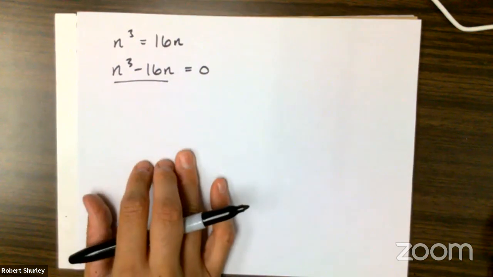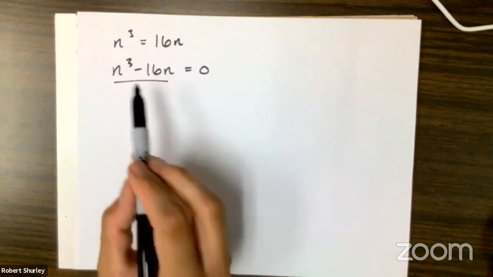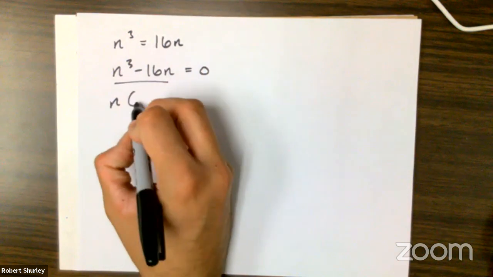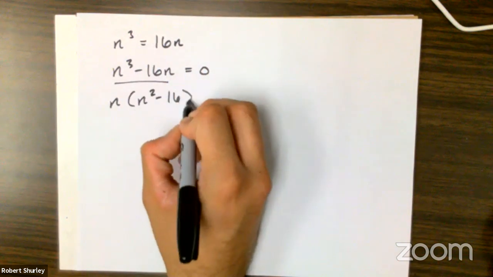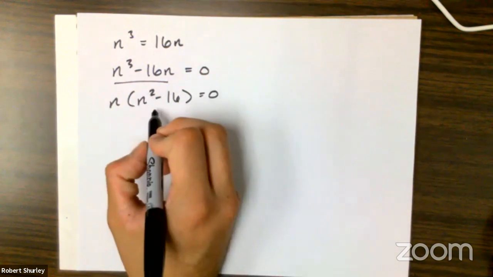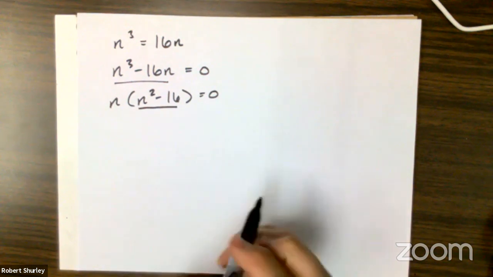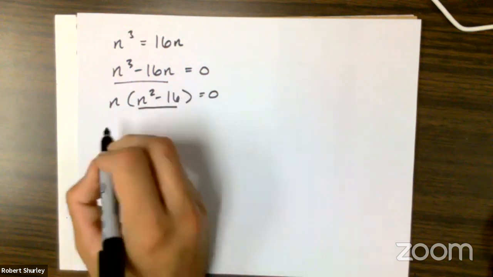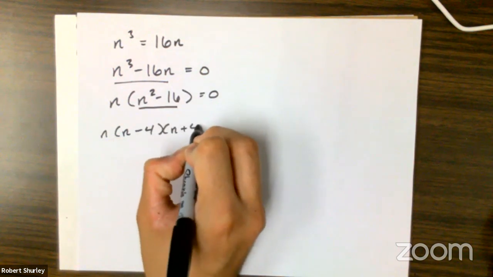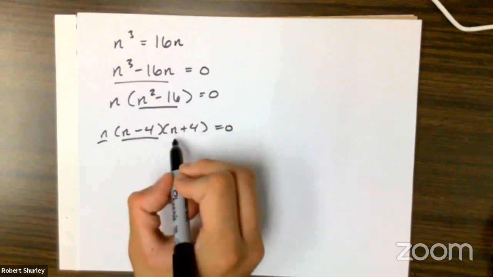Now remember, to factor completely, the first thing you've got to do is factor out a GCF. And I see that both of these terms have an n. So n times (n squared minus 16) equals 0. And then if I look inside the parentheses, I notice this is a difference of squares, right? This is n squared, this is 4 squared. So this keeps going: n minus 4, n plus 4. That's how this factored. Now I've got 3 factors.